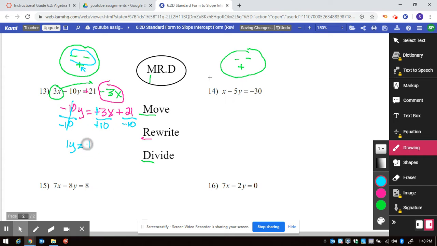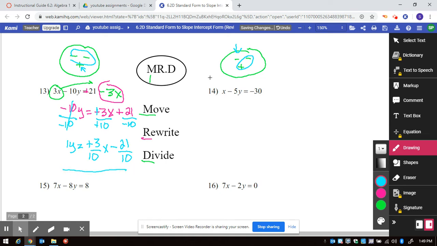So you have positive 3 over 10, which does not reduce as a fraction. And then the last part, a positive and a negative. If you have a positive and a negative, remember the answer is going to be negative. 21 divided by 10 does not reduce as a fraction. So then you will leave it written like this. This is the slope-intercept form here.